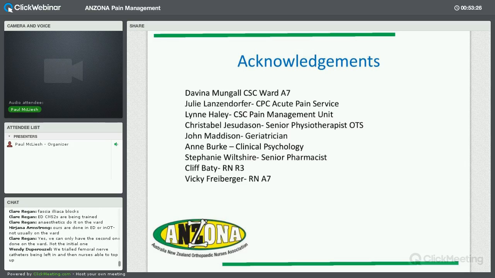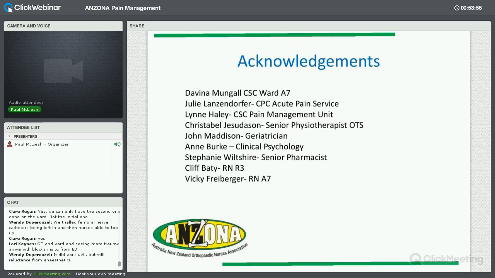So Claire, yes, we can only have the second one. Oh, okay, right. So the first one has to be in ED or OT, I guess. And Wendy, we trial femoral nerve catheters. Has that worked okay, Wendy, the femoral nerve catheters? And Laura's seeing more arrive with blocks in situ from ED. Yeah, that's good.